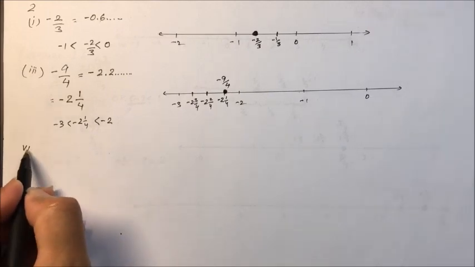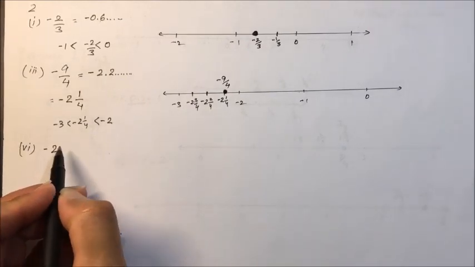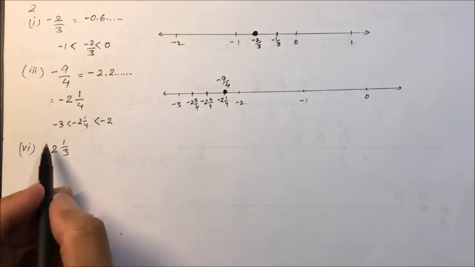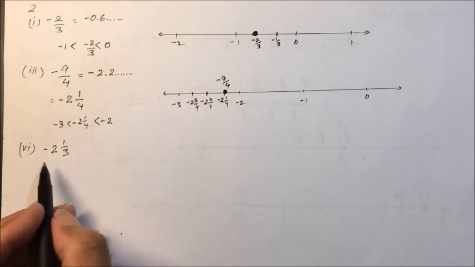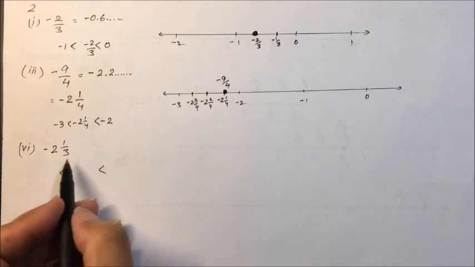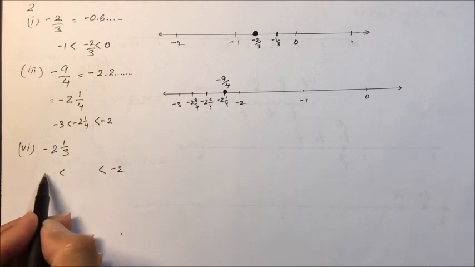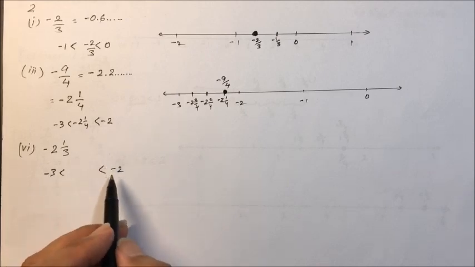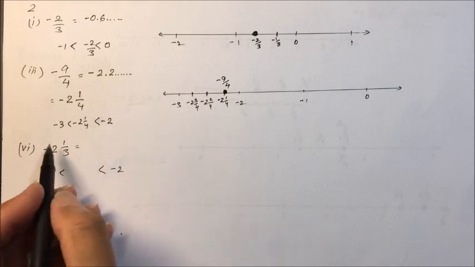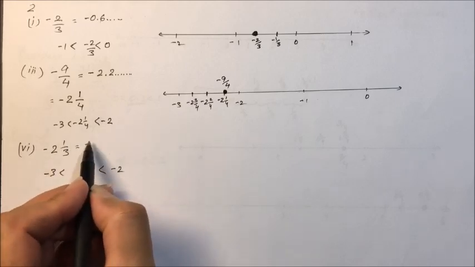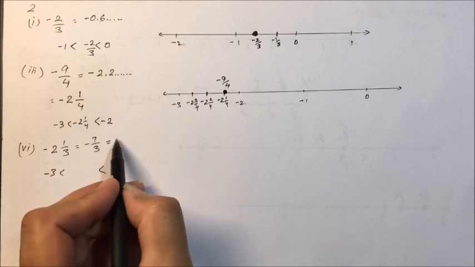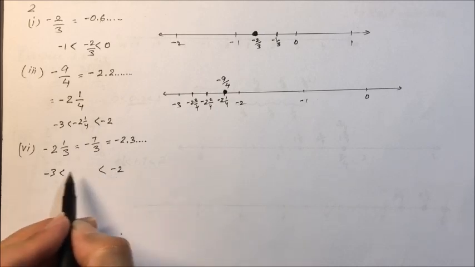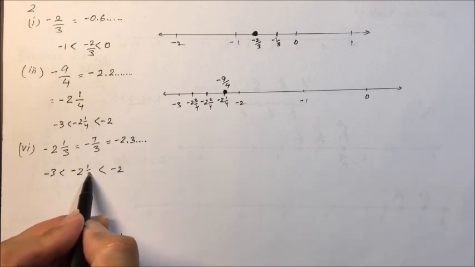Now I'll be discussing the sixth one. Minus 2, 1 by 3. So it will lie between, if you are able to figure it out, well, it's good, minus 2 and minus 3. If you are not able to, convert it into decimal. It will be minus 7 upon 3, and it comes out to be minus 2.3 something. So it will lie between minus 2 and minus 3.